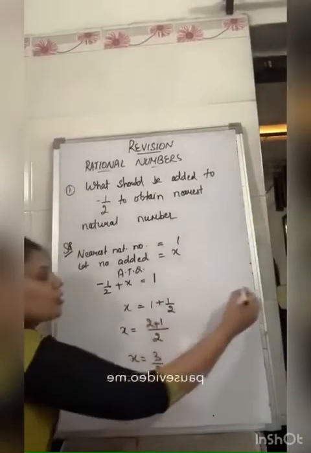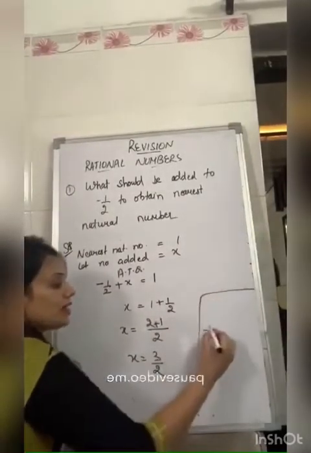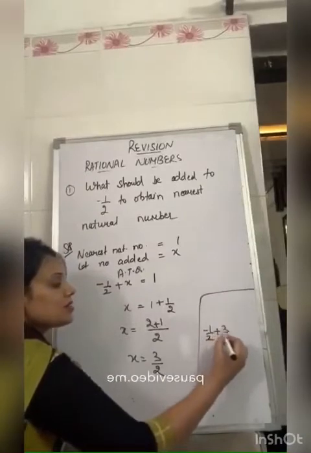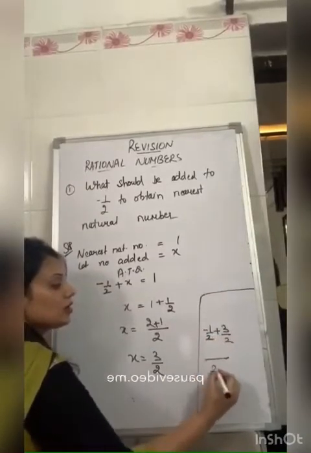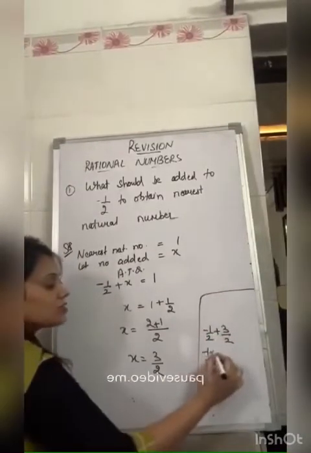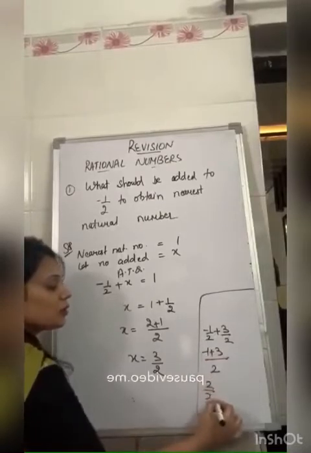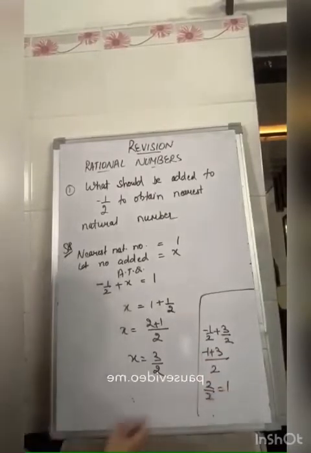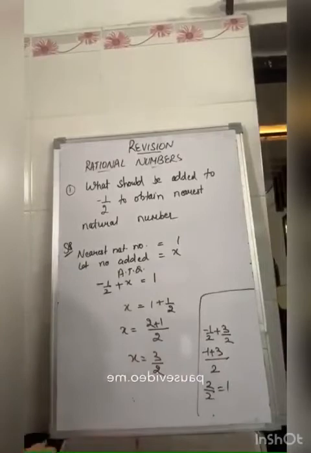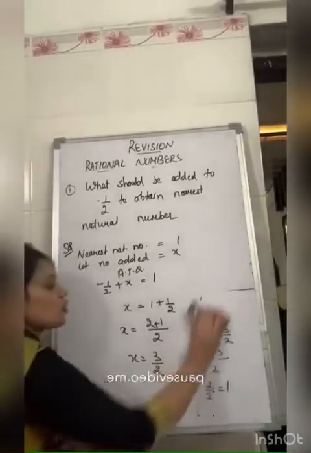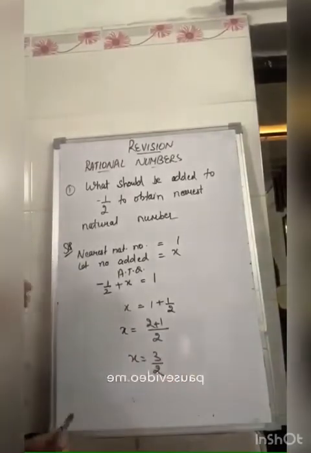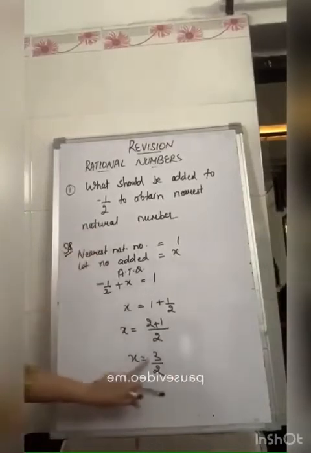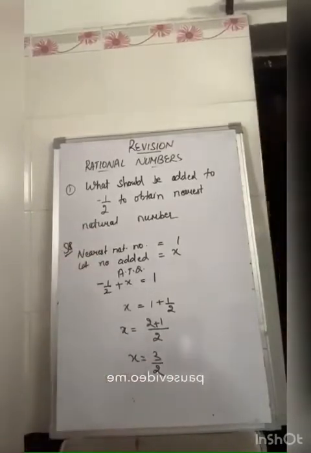We can check also: minus 1 by 2 plus 3 by 2. 2 is the LCM. Minus 1 plus 3, 2 by 2 is 1. So this way we can check also, but you are not supposed to do it in the exam. So what should be the number added? The number added should be 3 by 2.